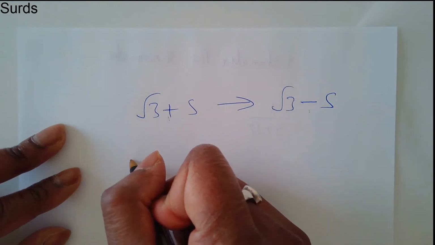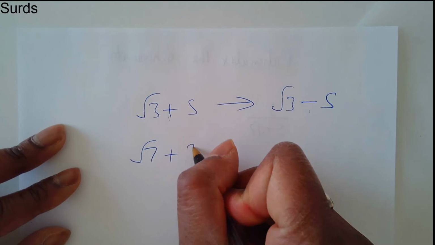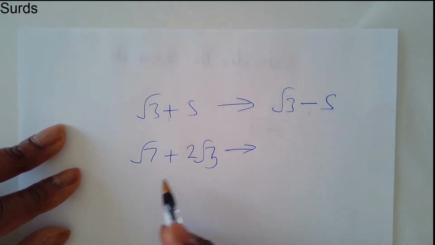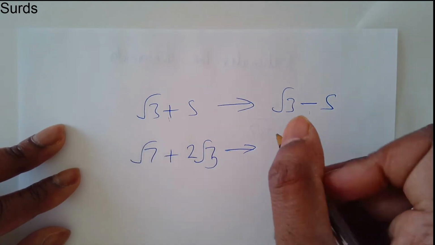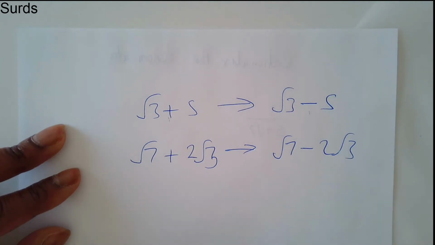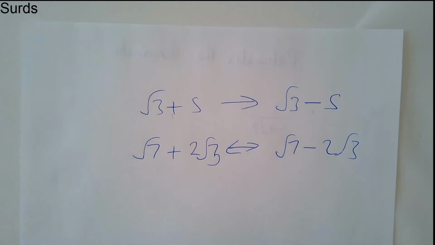So let's try another one. Root 7 plus 2 root 3, whatever. Its conjugate is the same thing, but with the plus replaced with a minus. That'll be root 7 minus 2 root 3. And likewise, the conjugate of this will take it back to this. So you change a plus into a minus, and a minus back to a plus.